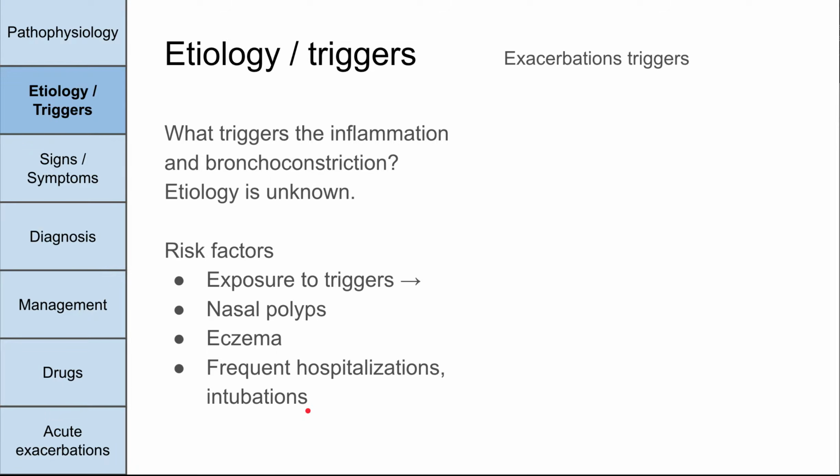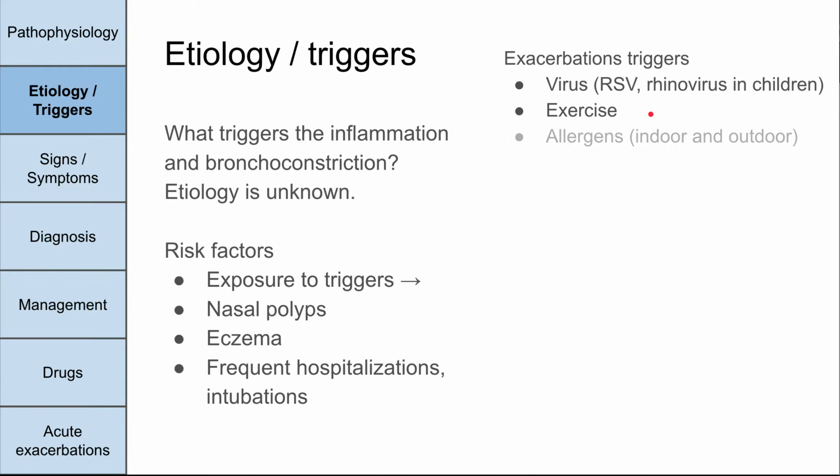So here's the long list of triggers. Asthma can be triggered by a viral infection. This could be RSV or rhinovirus in children. It could just be a common cold that triggers your asthma. Some people have exercise-induced asthma. This is especially common in adolescents or young adults. They start to have these asthma symptoms when they exercise.